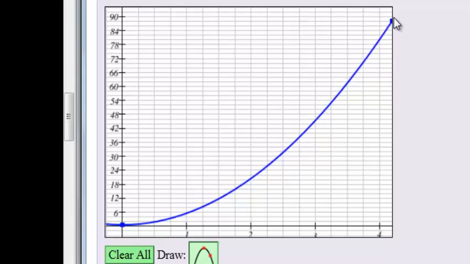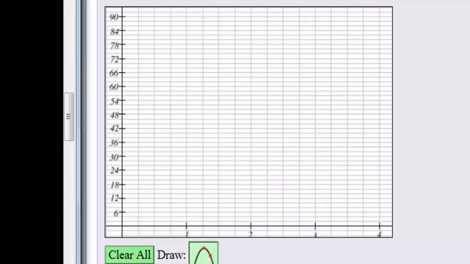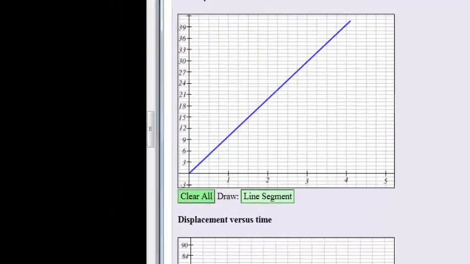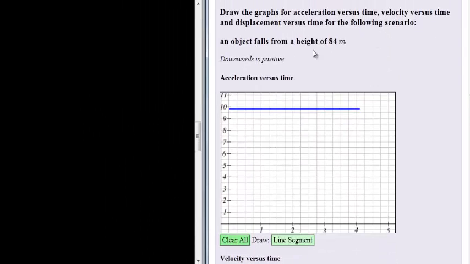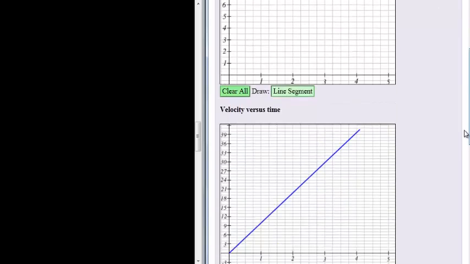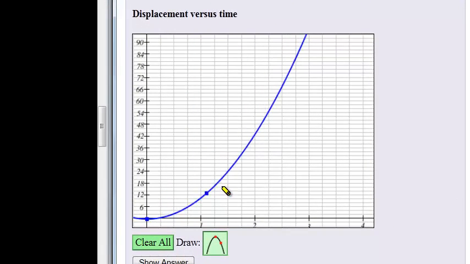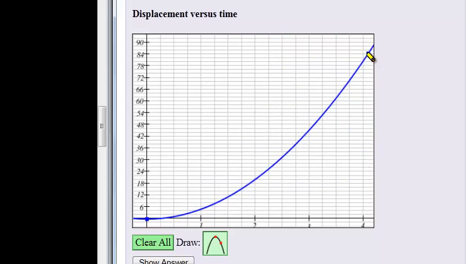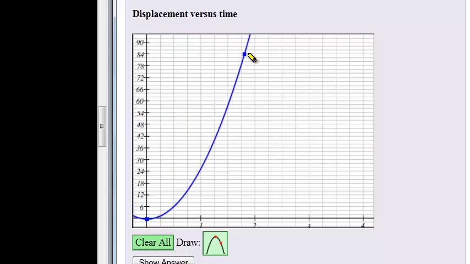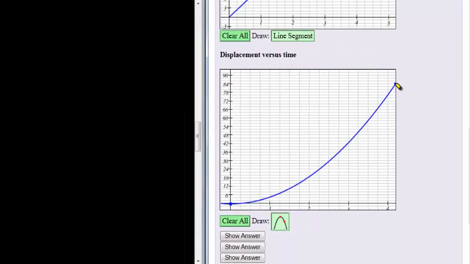And we just want to know how far it has fallen after these 4.1 seconds. Well, we've already worked that out. We know the object falls from a height of 84 meters. So after 4.1 seconds, it reached the ground. That's what we worked out. In other words, it did 84 meters. So that's not too difficult. After 0 seconds, we start here, and after 4.1 seconds, we're at 84. Let's just follow that line. And there we go. That's the perfect graph. Not that difficult. I hope you enjoyed it.